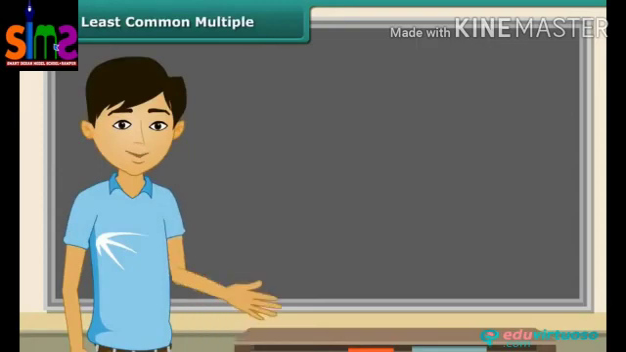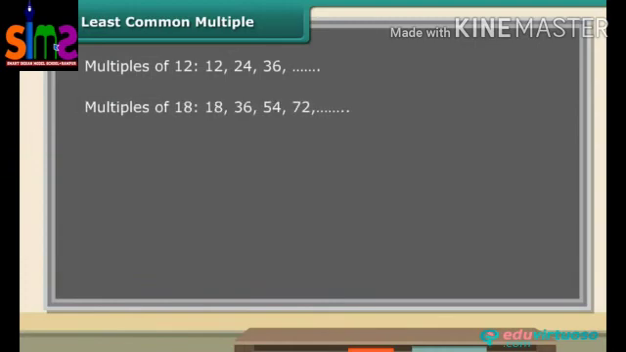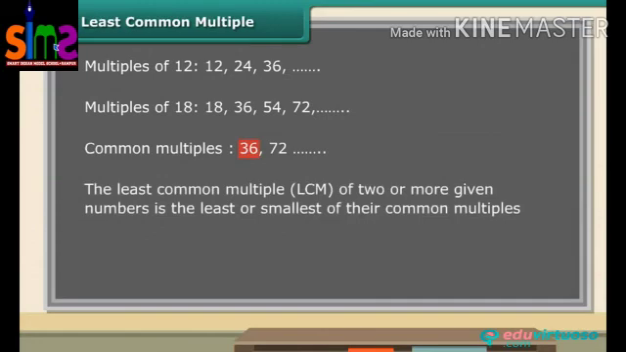Recall that common multiples of two numbers are those numbers which are multiples of both the numbers. Let us now use this knowledge to find the least common multiple of two numbers. Consider the two numbers 12 and 18. The multiples of 12 are 12, 24, 36, and so on. Similarly, the multiples of 18 are 18, 36, 54, 72, and so on. The common multiples of both the numbers are 36, 72, and so on, but 36 is the smallest among these. Therefore, 36 is the LCM of 12 and 18. The least common multiple, LCM, of two or more given numbers is the least or smallest of their common multiples.